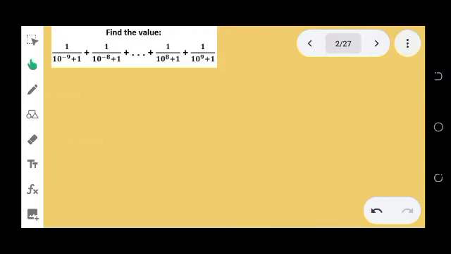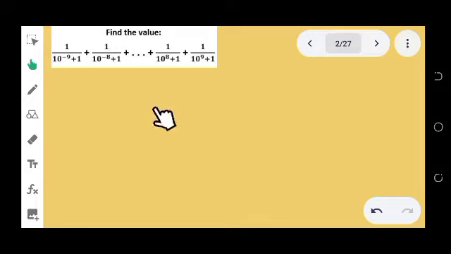And here is the problem. We're going to find the value of 1 over 10 raised to the power of negative 9 plus 1, plus 1 over 10 raised to the power of negative 8 plus 1. It goes on and on until we have 1 over 10 to the 9 plus 1.